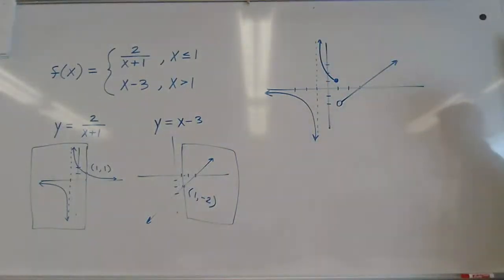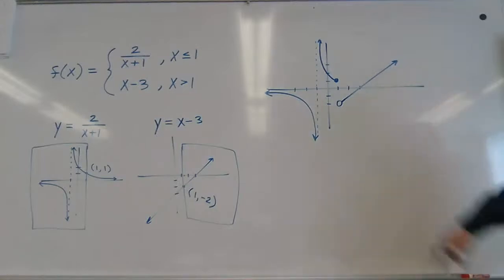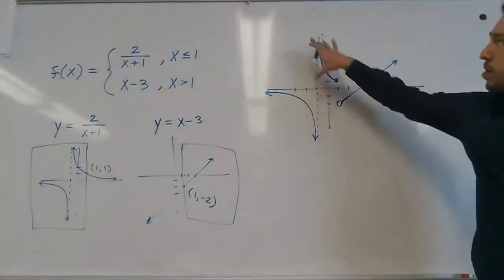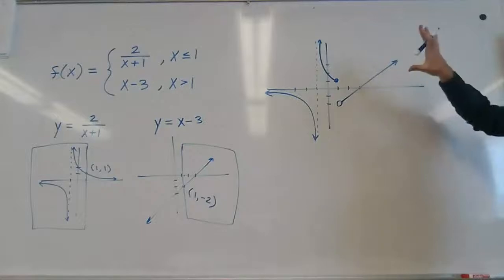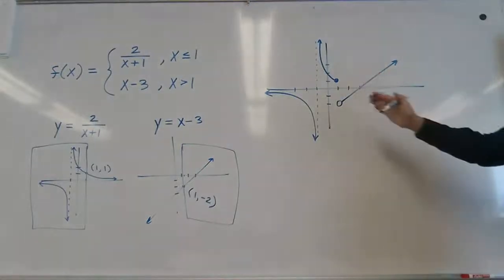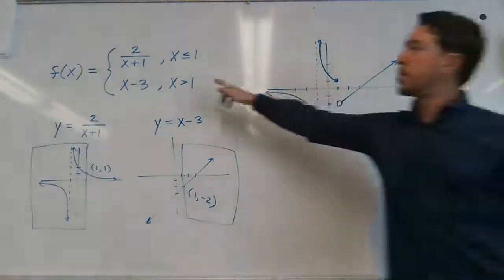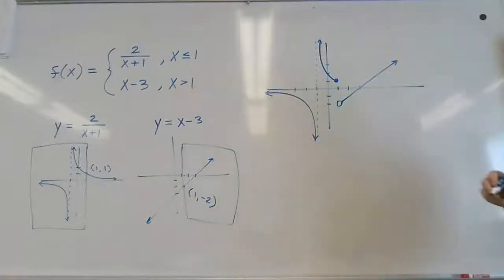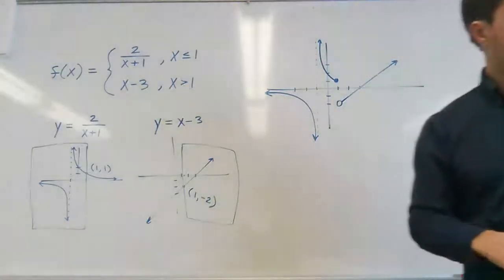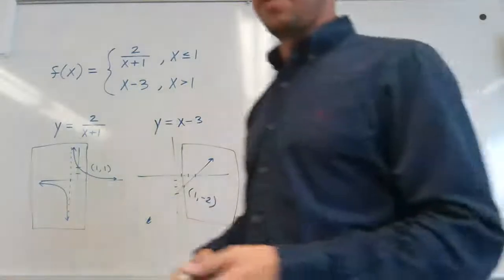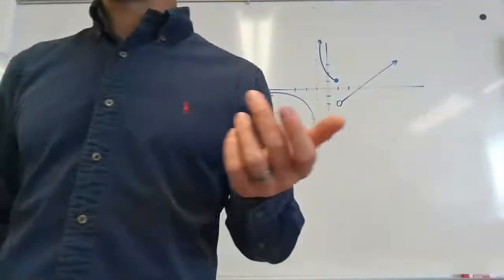Kind of weird looking, right? So there's my 2 over x plus 1 part. There's my x minus 1 part. And then notice the jump happens at 1, which is what the function told me to do. And then the rest, maybe we can just go over that verbally.